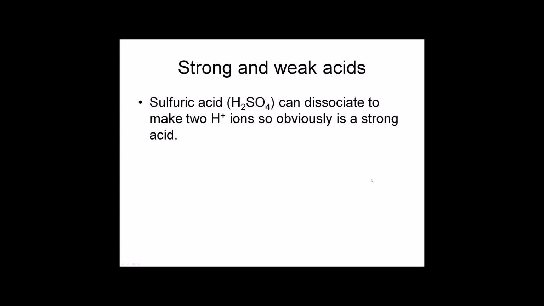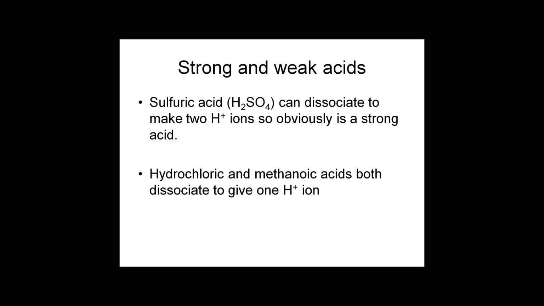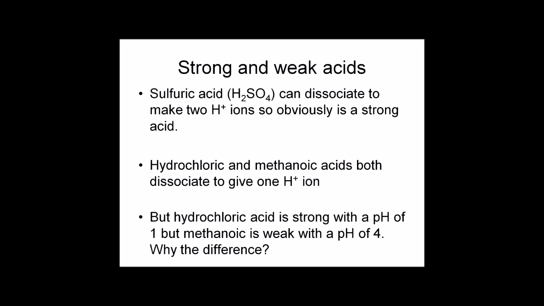So, strong and weak acids. Sulfuric acid is obviously a strong acid. We know that from working in labs, and it can also make, as we've just seen, 2 hydrogen ions. So it's obviously a strong acid if it can make 2 hydrogen ions. But the next question is hydrochloric acid and methanoic acid, which we just had a look at on the previous slide, both dissociate to give 1 hydrogen ion. However, hydrochloric acid is a strong acid, pH of 1. Methanoic, weak acid, pH of 4. Why do we have that difference?